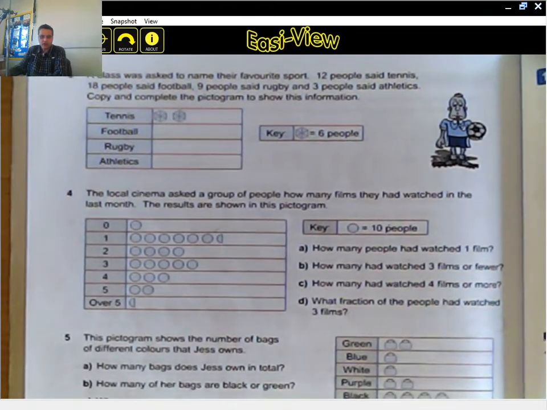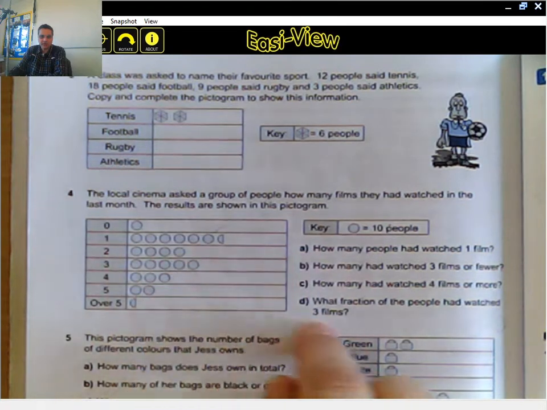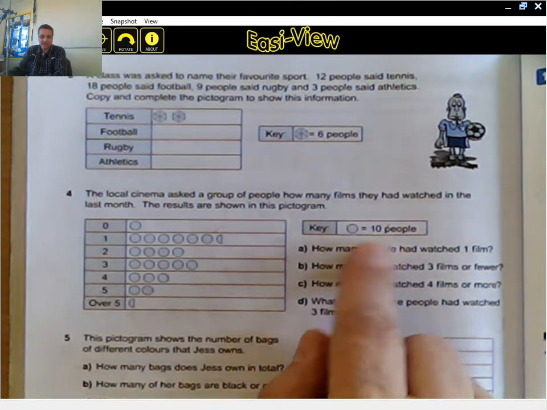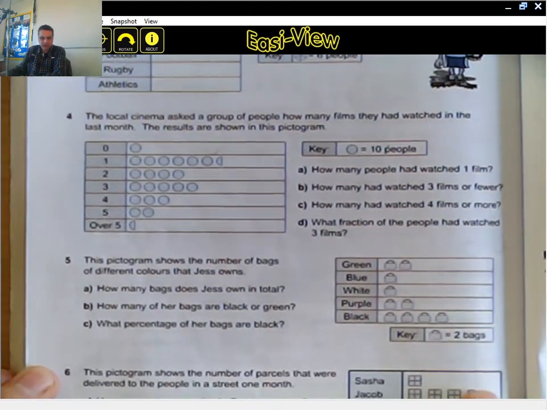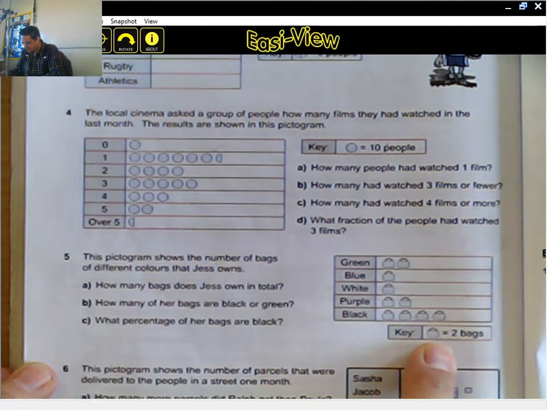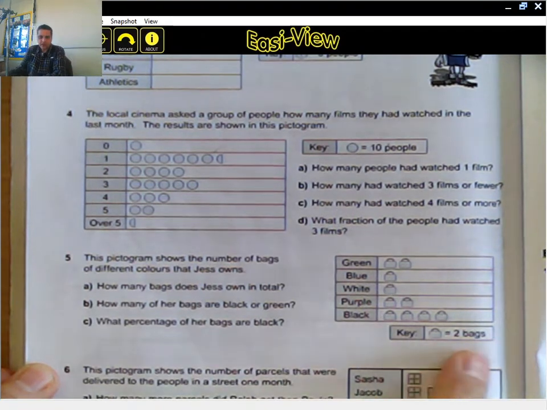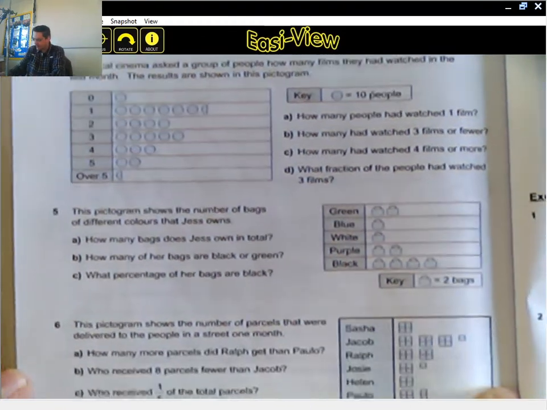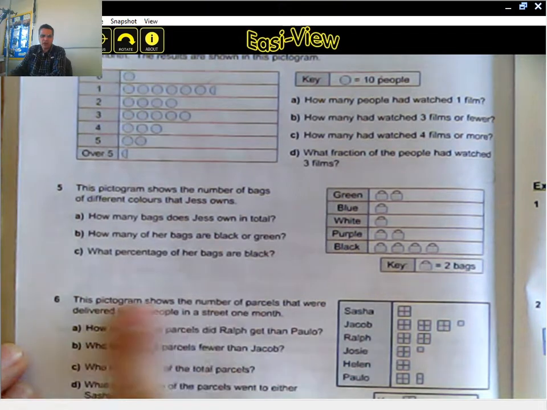Question 4, this is just analysing what's really given to you. Again, this circle represents 10 people. Question 5, this little suitcase, what is it? Bags, okay, a bag represents 2 bags, etc. And question 6, leave that alone, no point doing that.